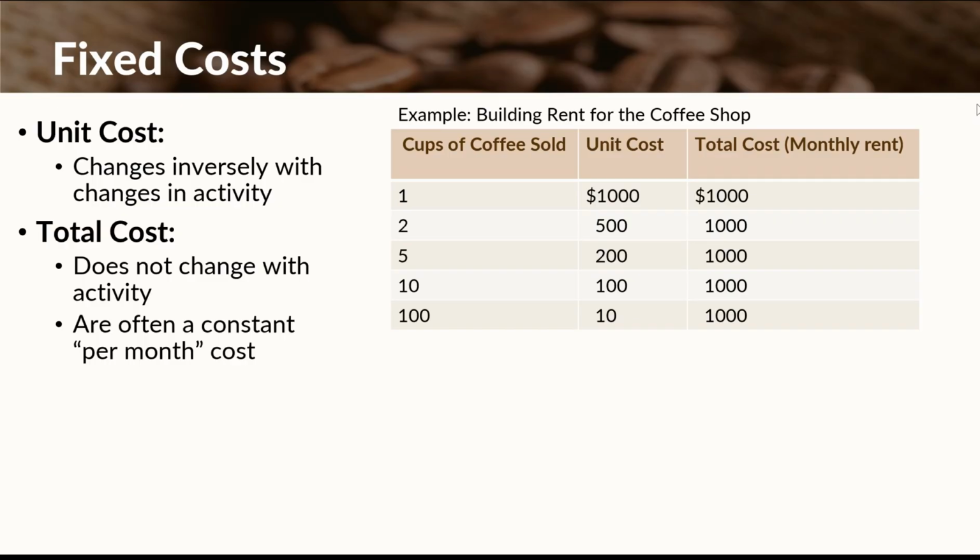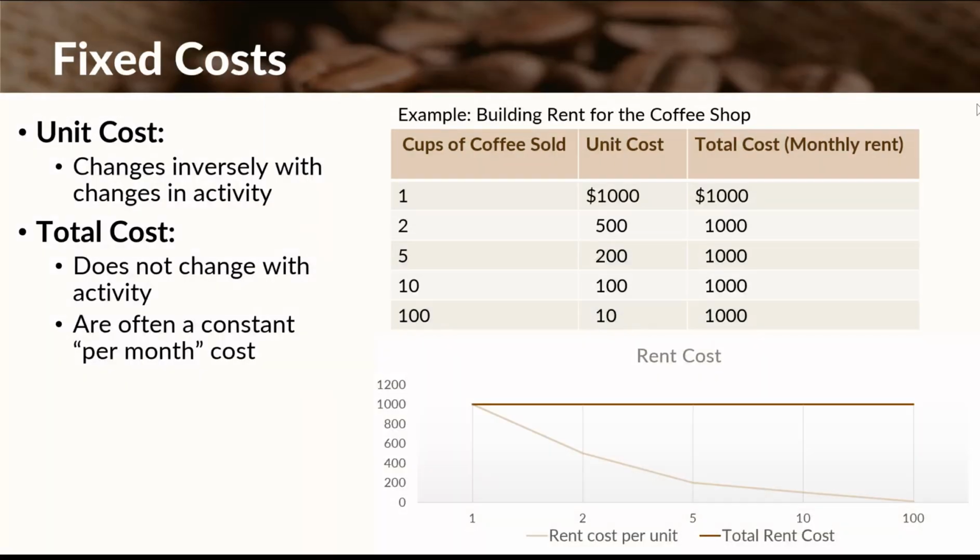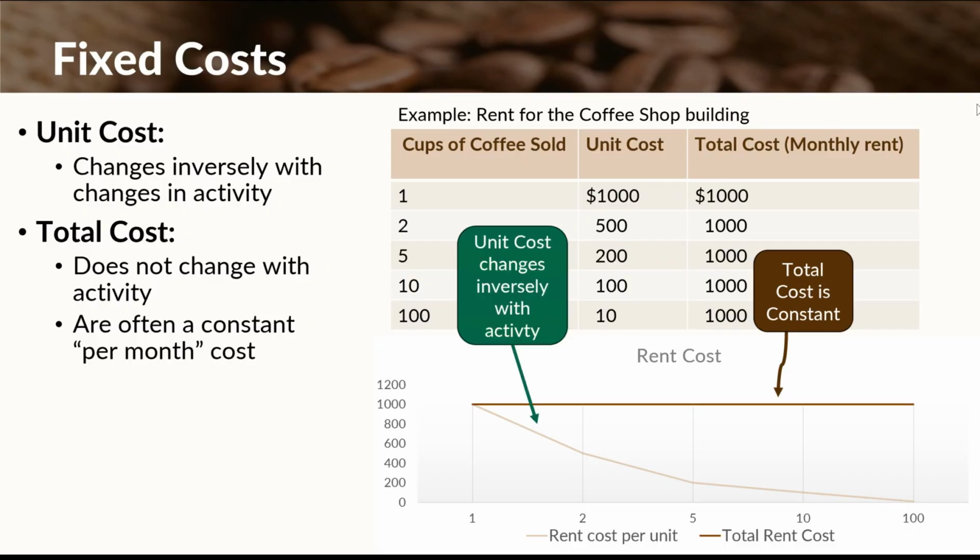Sometimes it's easier to look at this as a graph. Here we can see our graph of our rent cost. When we look at our rent, our total cost is constant. It's a straight line here. It doesn't change as our activity level increases. But our unit cost is decreasing as our activity level increases.